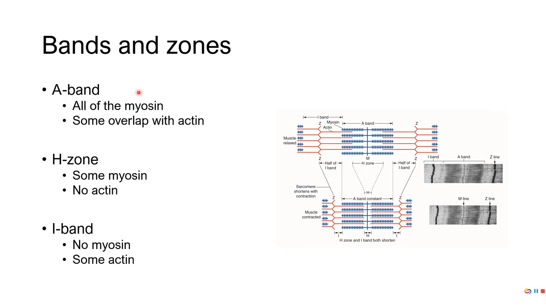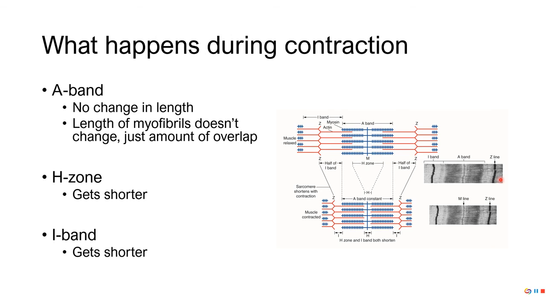The reason that they're called the A band and the I band is that A stands for anisotropic. What we mean by that is that light can't get through. So when we look at them through a microscope, they're very dark. So the A band is dark, whereas the I band is light because it's isotropic, or in other words, light can get through.